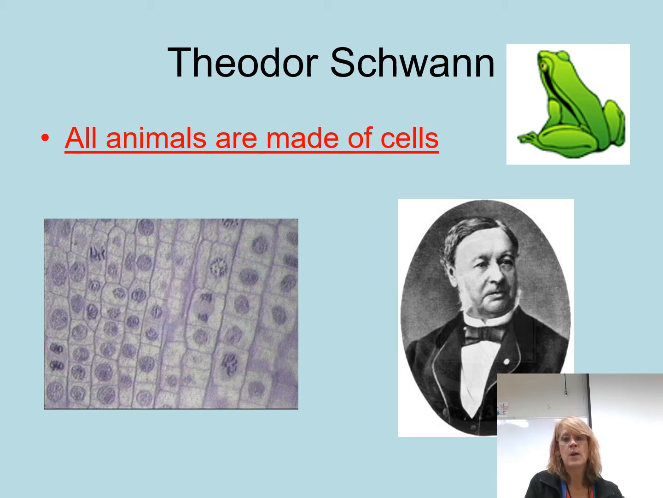Animal cells are round, and on my PowerPoint that I created, there are animal cells there, but apparently when it comes over, it shows up as onion cells. I don't know why. I'll have to research that and figure that out.